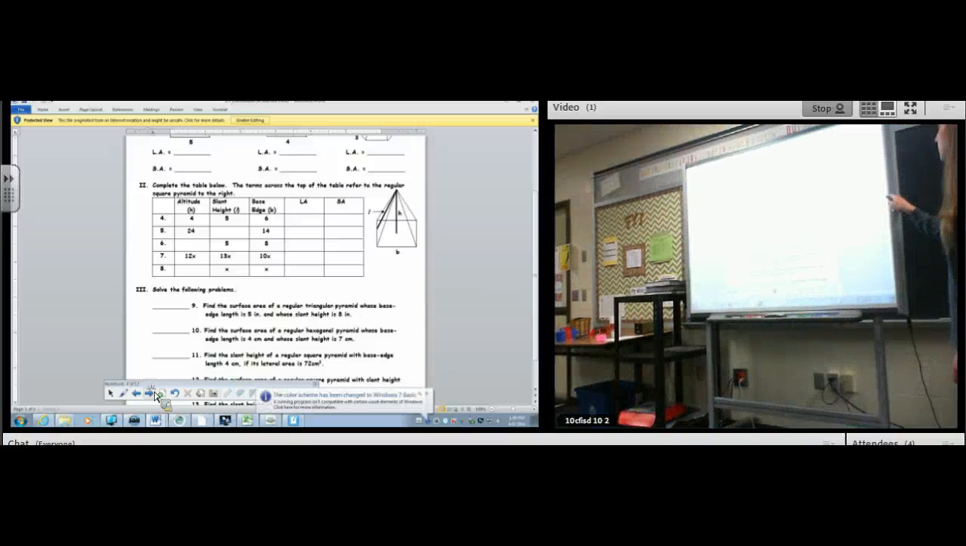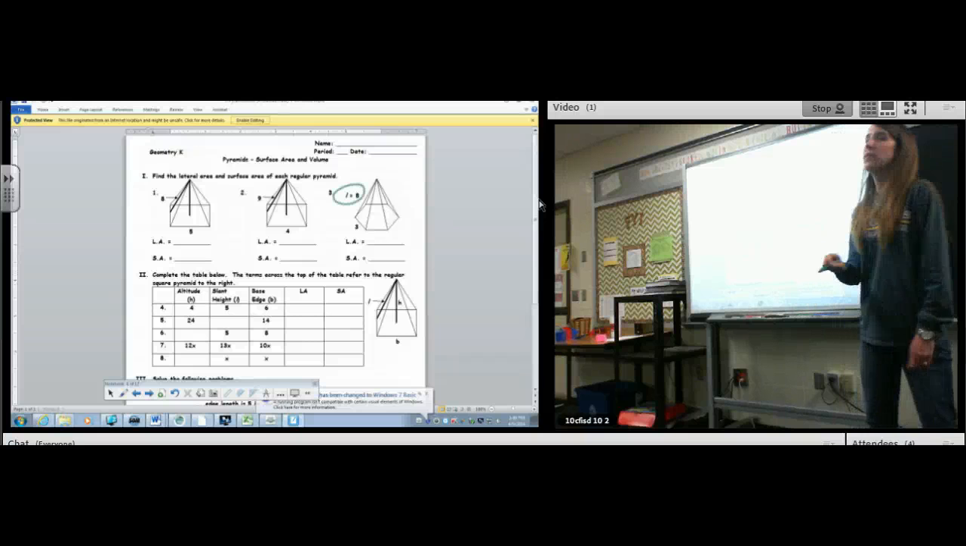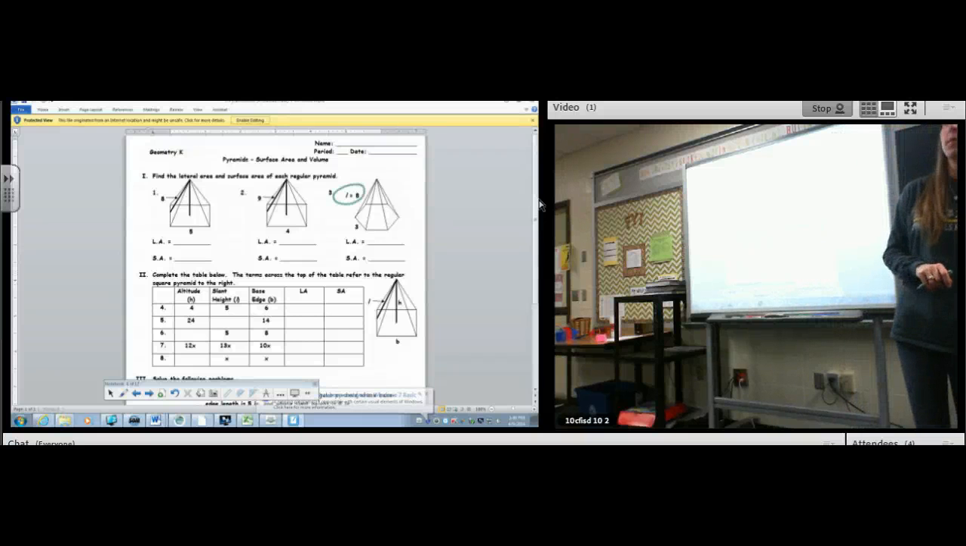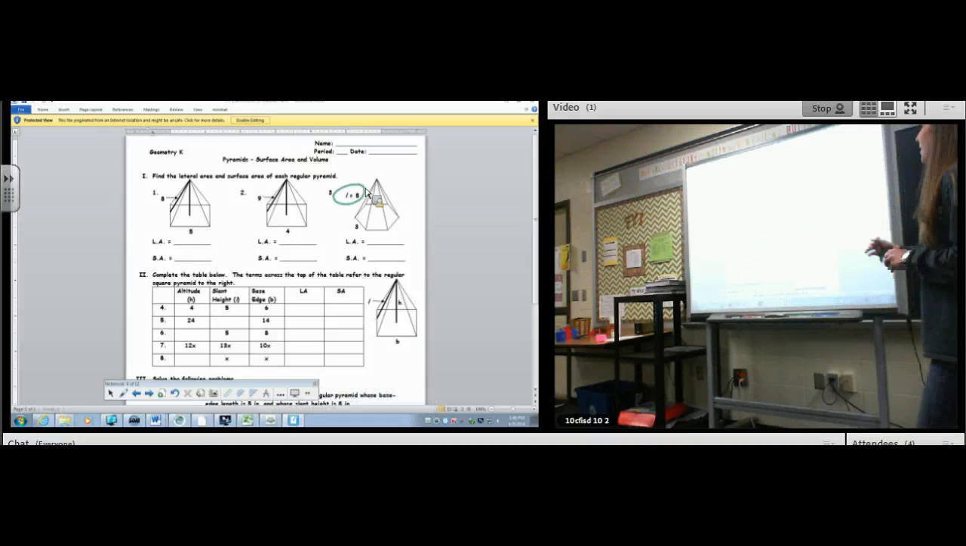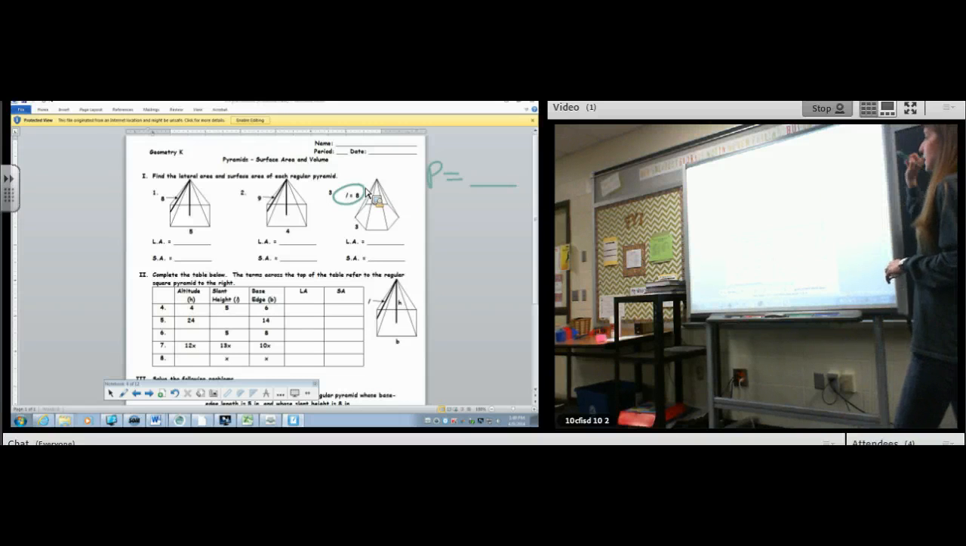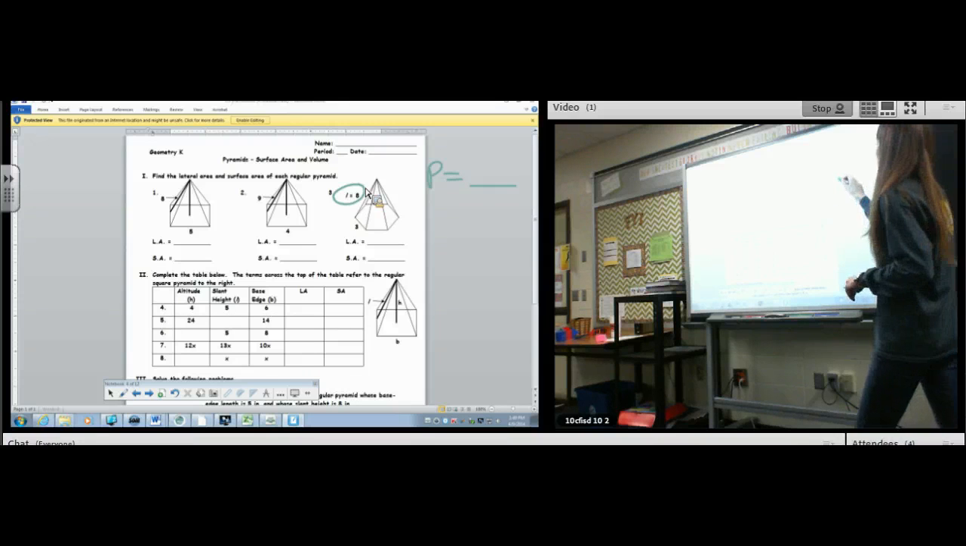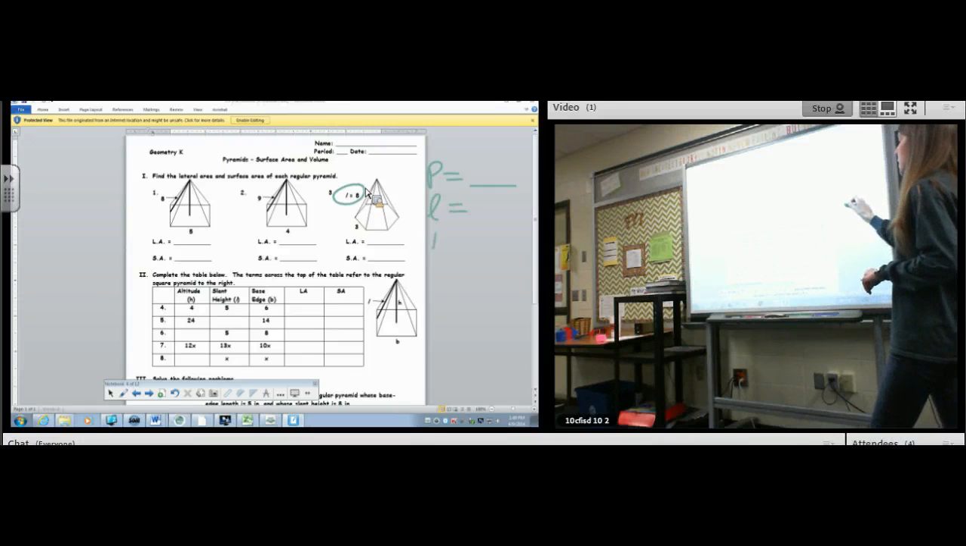Number 3. So we're taking a look at number 3. What does a cursive lowercase l stand for? Slant height. Okay. So the data that we need to collect is P. We don't need H because we're not finding volume. We need a P, we need an L, and we need a B.